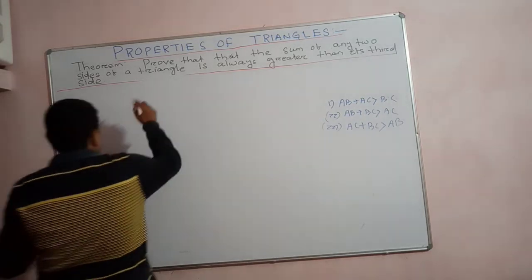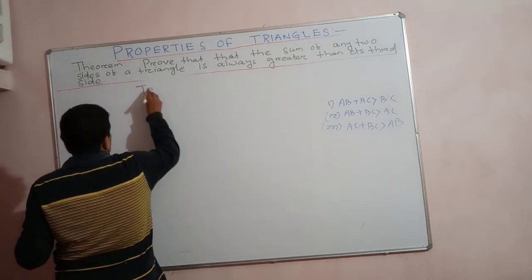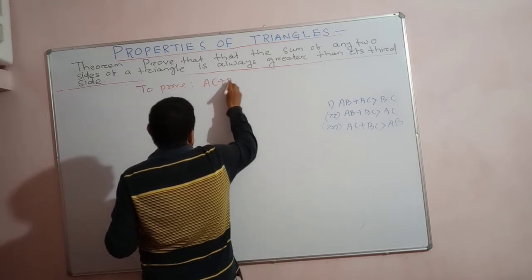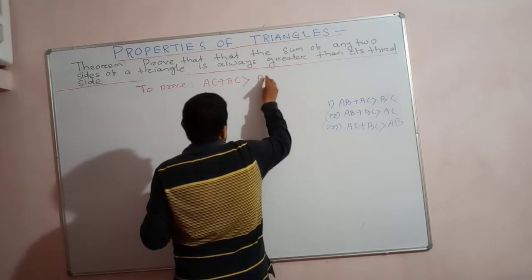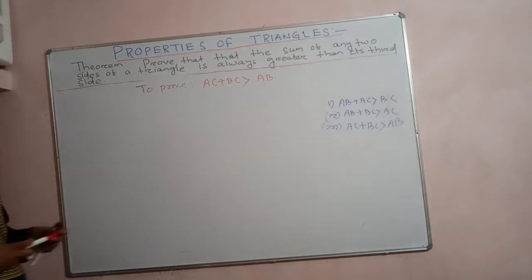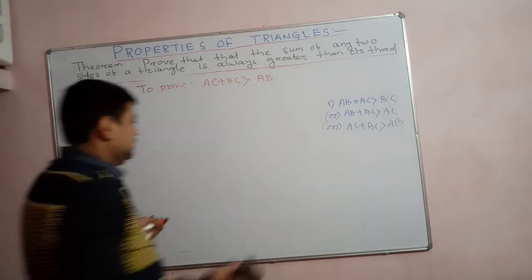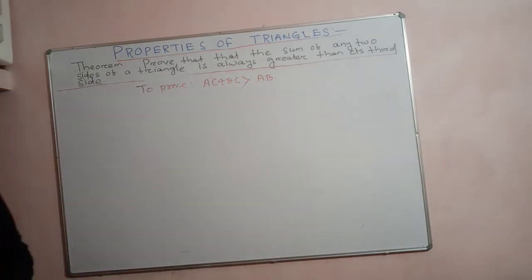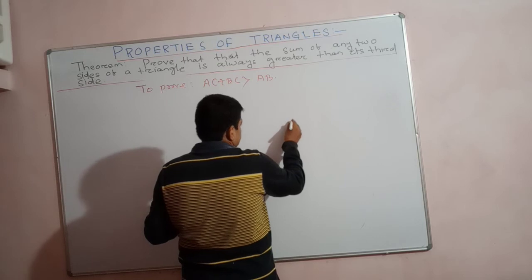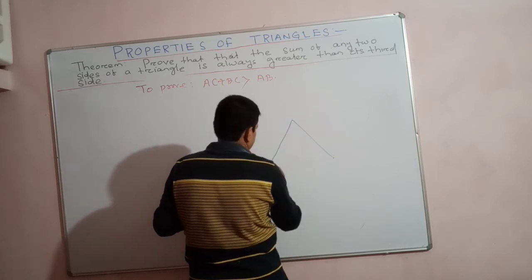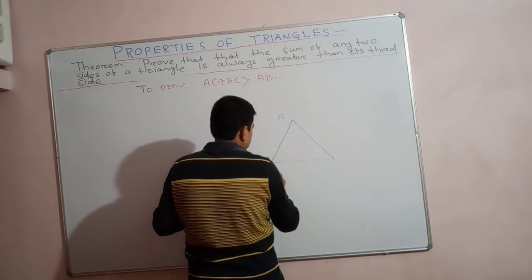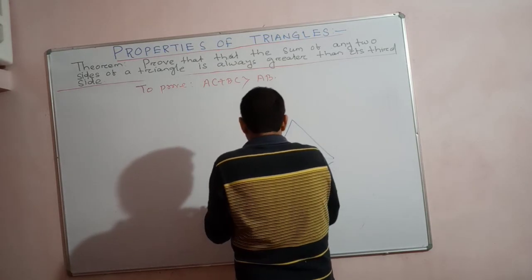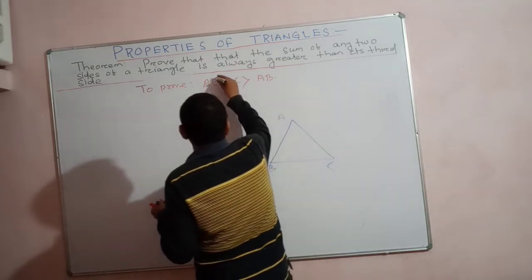Look here. To prove AC plus BC is greater than AB, similarly we have to extend one of the sides BC or AC at the vertex C. Let's draw triangle ABC. Give the name ABC; here are the vertices. So one of the sides can be extended, and C is the common vertex.